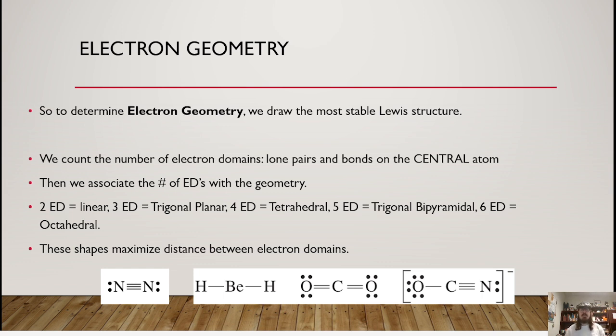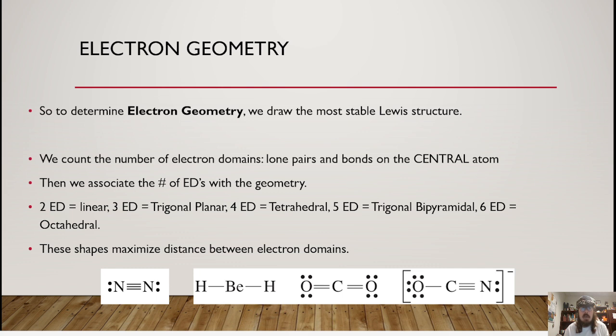So how do we determine the electron geometry? Step 1 is we just draw the most stable Lewis structure. That's all. Now, does it matter where all the double bonds are? No. It doesn't matter if it has multiple resonance structures. You draw the most stable Lewis structure, and we're going to go from that.